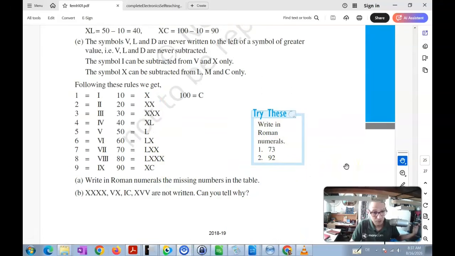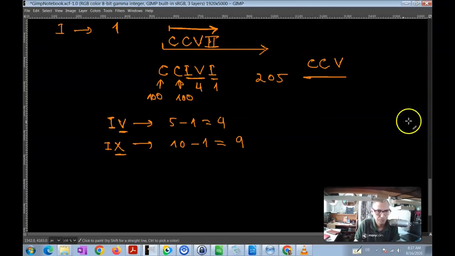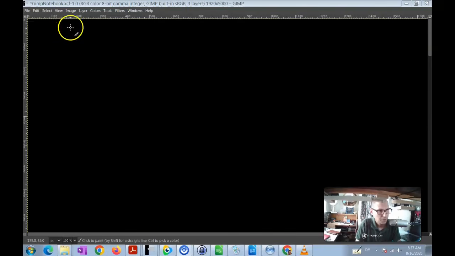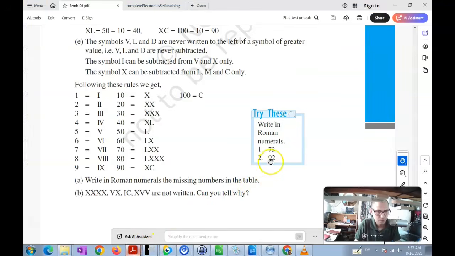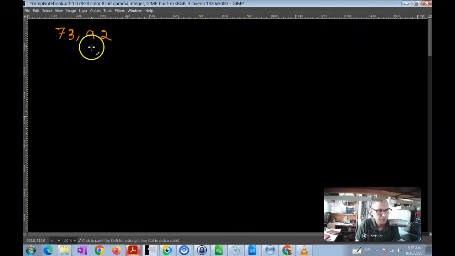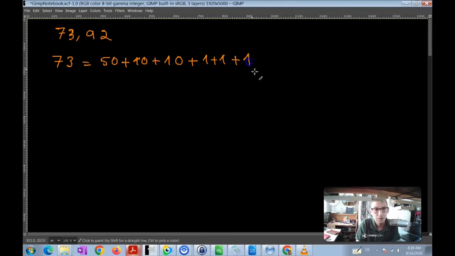Now let's write down a couple of Roman numbers, for example, 73 and 92. So we have two numbers, 73 and 92, and to write these two numbers, it's simple. A 70 is a 50 plus a 20. A 73 is a 50 plus a 10 plus a 10, which is a 70, and a 3, of course, is a 1 plus a 1 plus a 1, right?